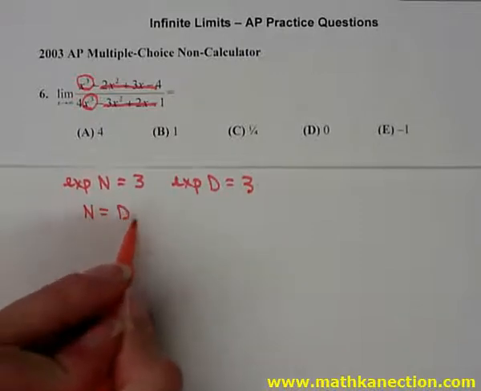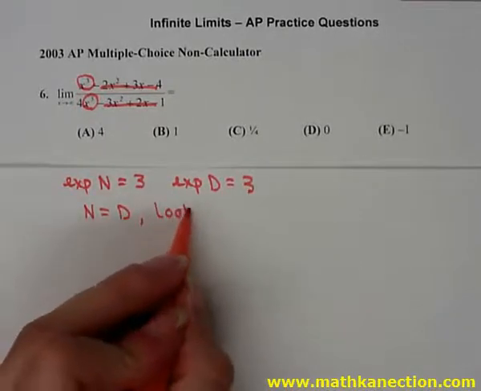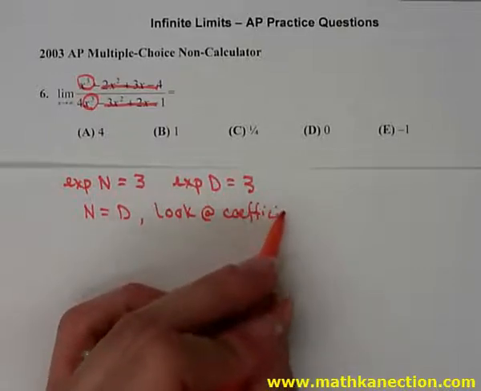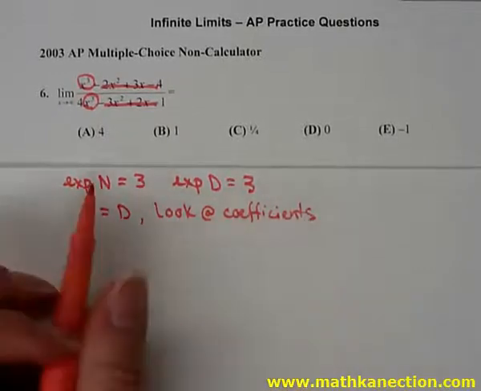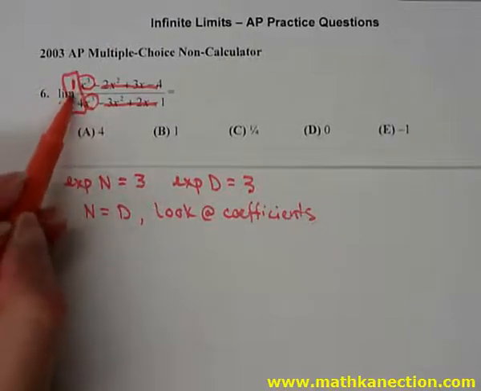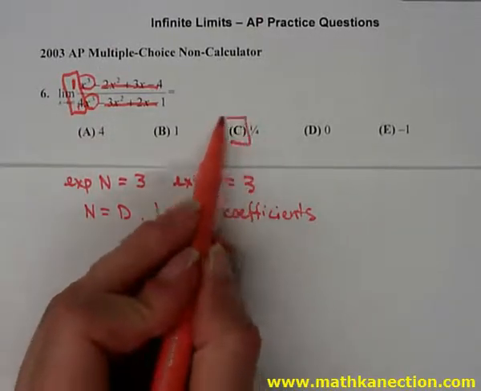Since the highest exponents of the numerator and the denominator are equal to each other, we look at the coefficients of the leading terms. Coefficient of the leading term for the numerator is 1. The coefficient for the leading term in the denominator is 4. So we'll be choosing 1/4 as our limit.